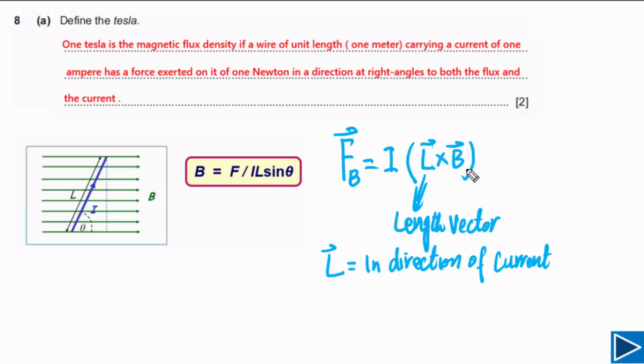And this order is also very important, because if you find L cross B using the right hand rule, you can find the direction of the force. So it has to be L cross B.